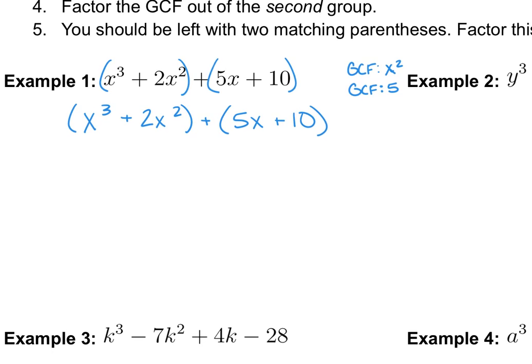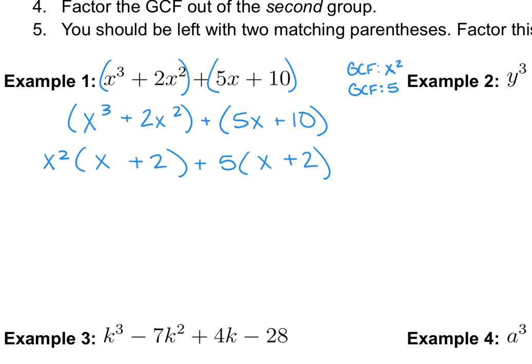Okay, so I'm going to factor out the x squared out of the first set of parentheses. That will leave me with an x and a plus 2. Next, I'm going to factor a 5 out of the second set of parentheses. That would leave me with an x and a plus 2 again. So you can see that we have the same thing inside each of these sets of parentheses.